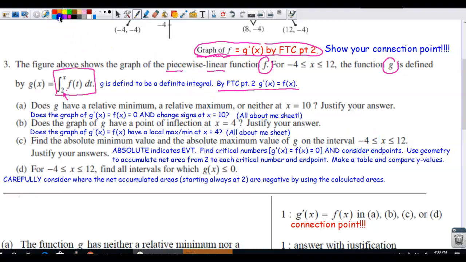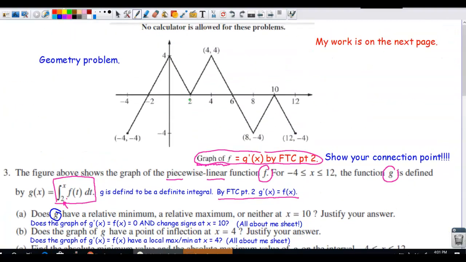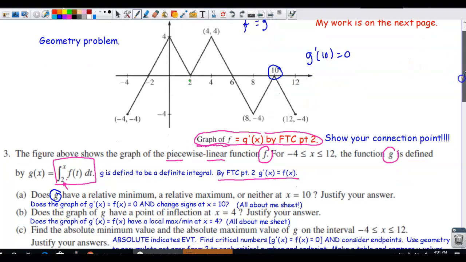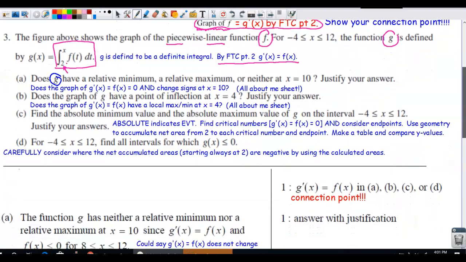All right, looking at letter A. Does G have a relative minimum, a relative maximum, or neither at x equal to 10? So I'm going to look back up at the graph. Remember, this is the graph of G prime up here. F is equal to G prime. So when I go to x equal to 10, what I notice is that G prime of 10 is equal to 0, but G prime does not change signs. So 10 is only a critical number, but it becomes neither a relative max nor a relative minimum.